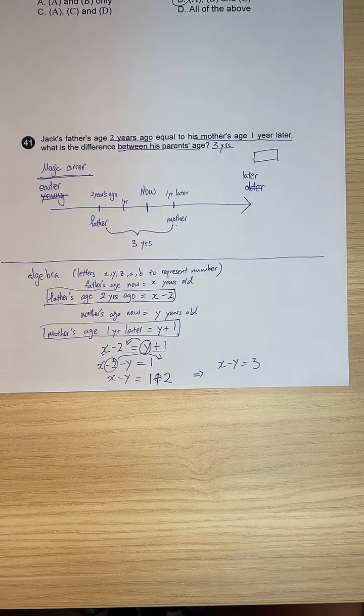Okay, that's how to choose a letter. You can choose any letter A, B, C, D, as long as you know what letter you are choosing and what number it represents.